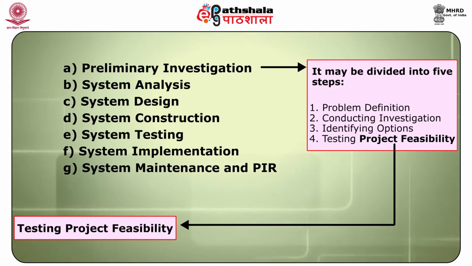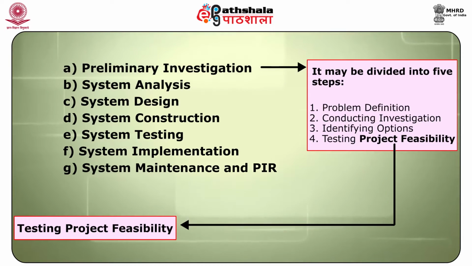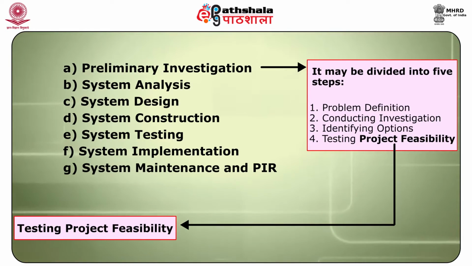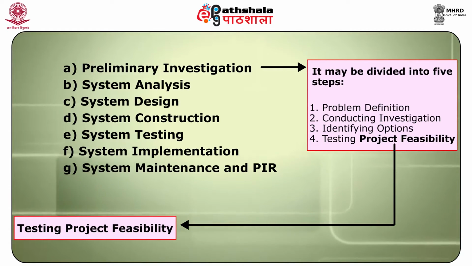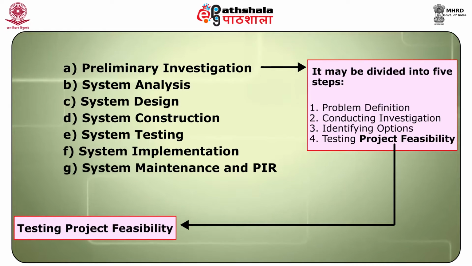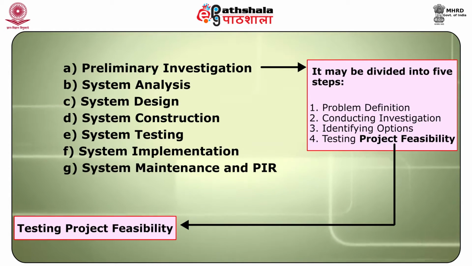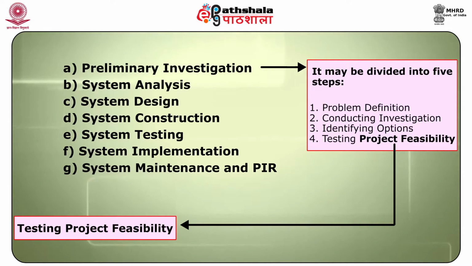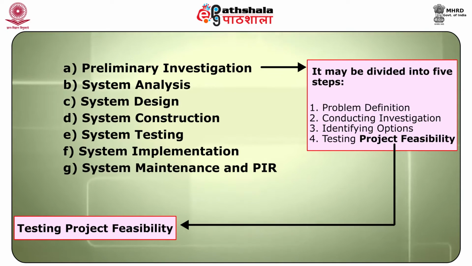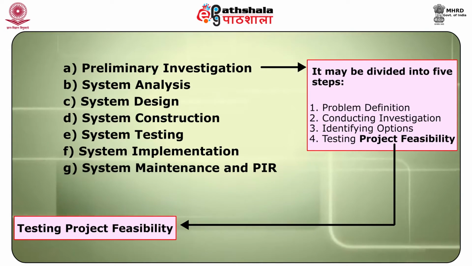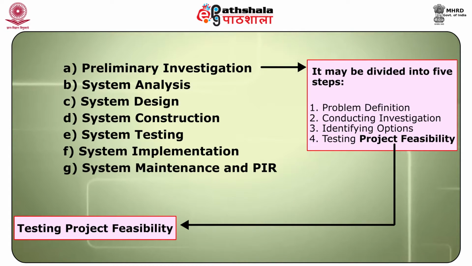These are: A. Preliminary investigation. This can be divided into 5 steps, that is problem definition, conducting investigation, identifying the options and testing project feasibility. B. System analysis. C. System design. D. System construction. E. System testing. F. System implementation. G. System maintenance and PIR.